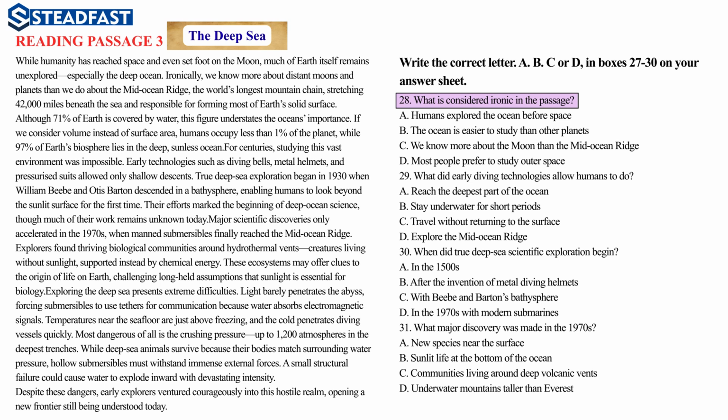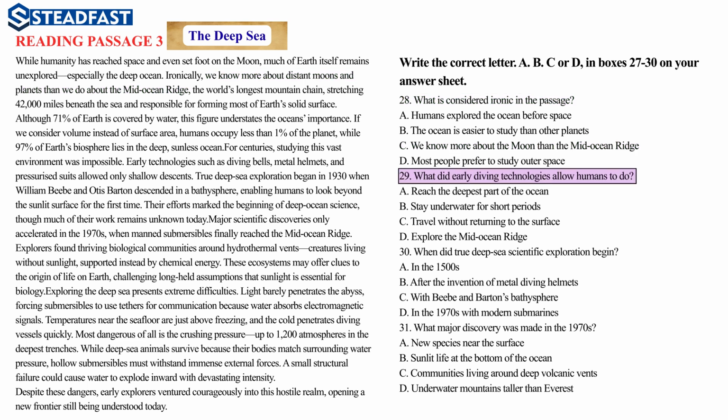In the first paragraph, the writer calls it ironic that we know more about distant moons and planets than about the mid-ocean ridge. One option states the idea exactly, option C, which says we know more about the moon than the mid-ocean ridge. And the next question, 29.